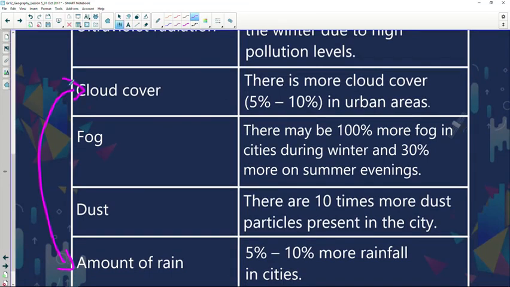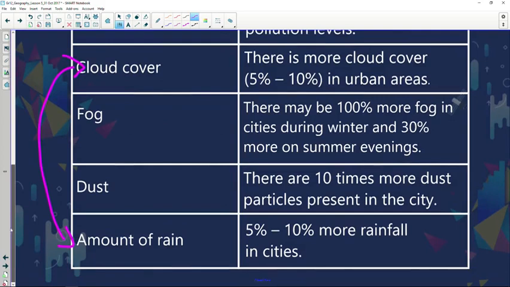There's more rainfall in city areas than rural areas, so chances for rain to develop is a bit better, and there's more dust because there's less vegetation and obviously construction taking place and building of infrastructure. But this is quite an interesting one for me if you look at the cloud cover and amount of rain, because in theory, if you think about it, city areas have less open water surfaces and less vegetation. Now, in order for cloud cover, what do we need?